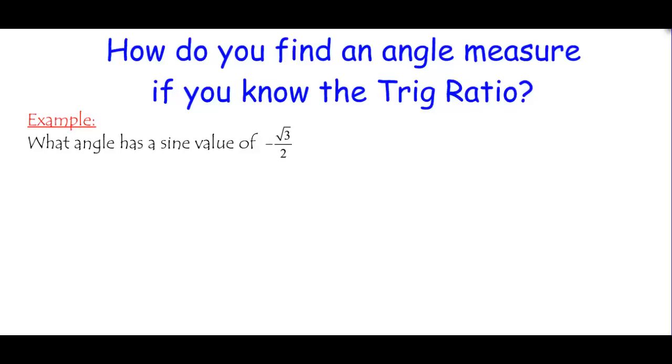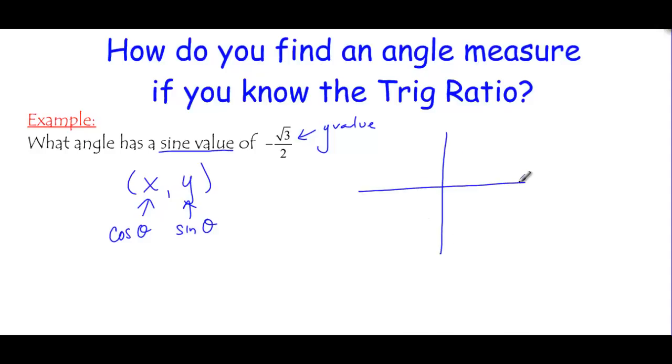So how would we actually figure this out? What angle has a sine value of negative root 3 over 2? What I should be thinking of when I know the sine value, if you remember from the last section, is x comma y, where x was our cosine value of theta, and y was our sine value of theta. So since they're asking for the sine value, I know this is the y value at some angle. So let's think about it. If we had our unit circle, where was y negative root 3 over 2? Well, y is negative down here, in quadrants 3 and 4.